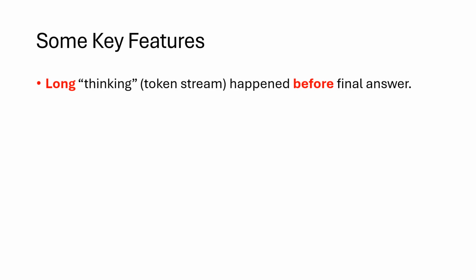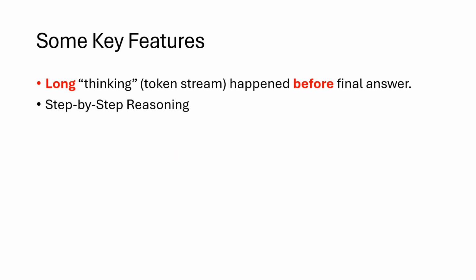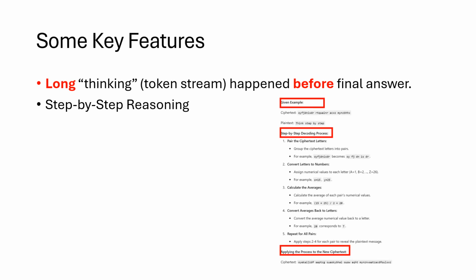If we take a close look at this running process, we may identify some key features of OpenAI O1. First, we notice that it undergoes a long thinking. The thinking is defined as a token string. This thinking happened before O1 generated the final answer. We can see that it thinks for 54 seconds. This is a pretty long process. The second key feature is that it does this kind of step-by-step reasoning. We do see that it follows some task decomposition, a step-by-step decoding process to solve our problem.